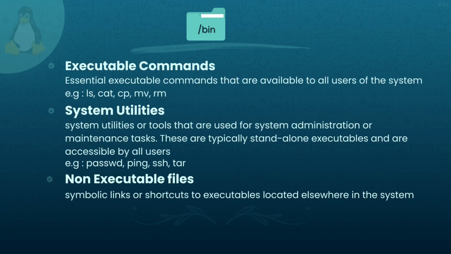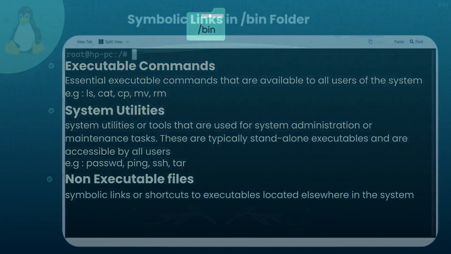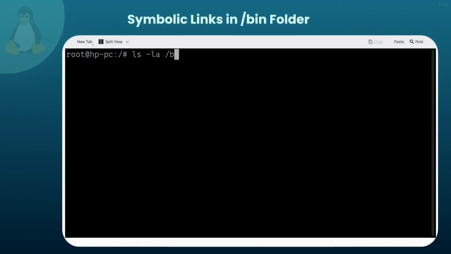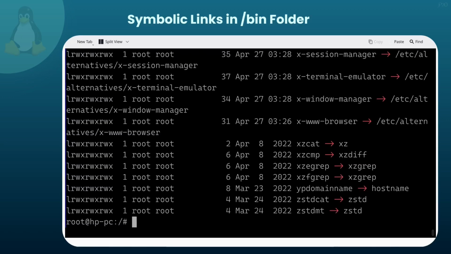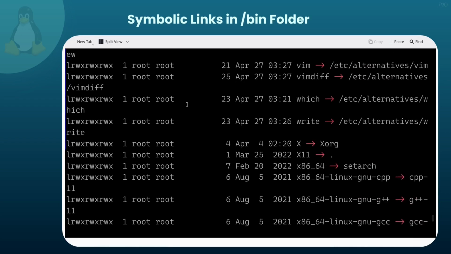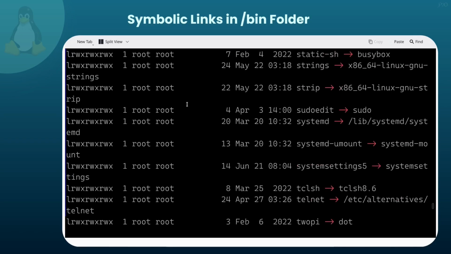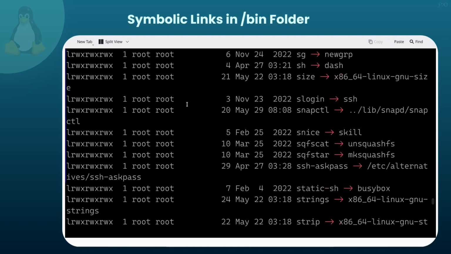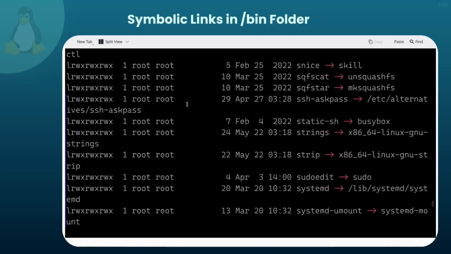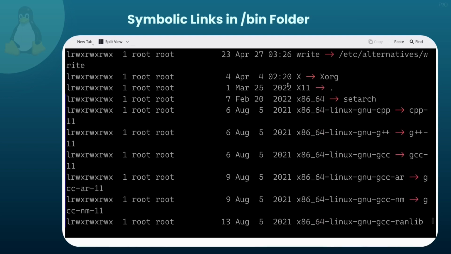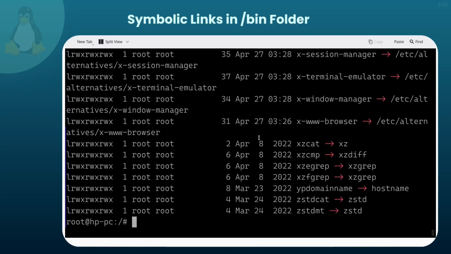Non-executable files. While the majority of files in the bin directory are standalone executables, there may be a few non-executable files present as well. These non-executable files might include symbolic links or shortcuts to executables located elsewhere in the system. Symbolic links in the bin directory ensure that essential executables are easily accessible and available to all users. This technique helps to maintain a standardized directory structure.